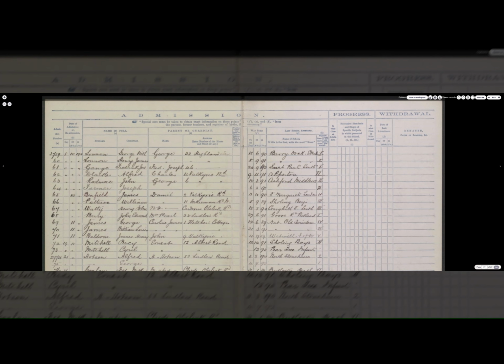And we see there Frederick Joseph Gange, Frederick Joseph is his father. So it's 46 Highlands Terrace. I'm not sure why they made an error there. It's 45. All the other records say 45. And we can see that his previous school was St.